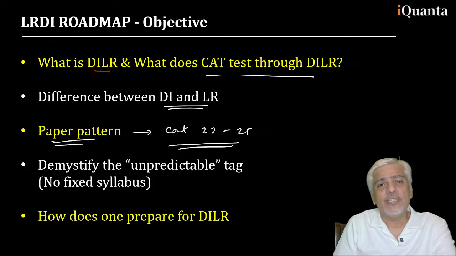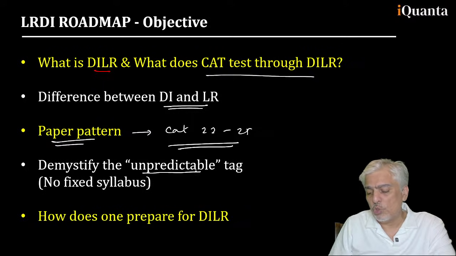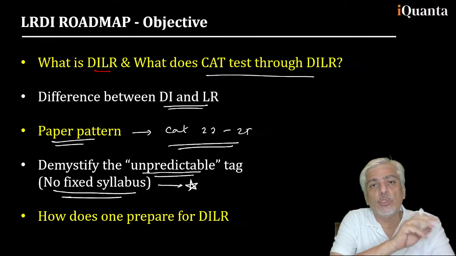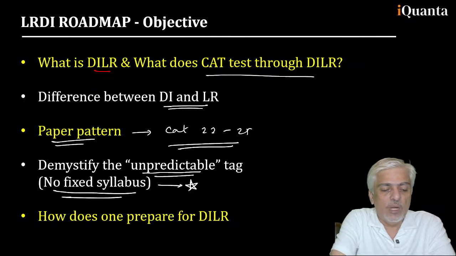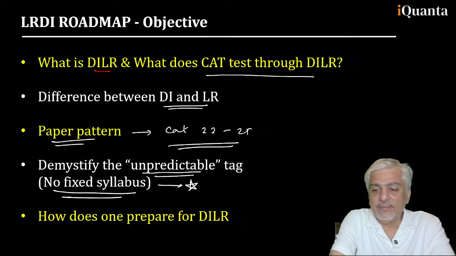Demystify the unpredictable CAT tag. So much is being spoken about that the LRDI section is very unpredictable, that there is no fixed syllabus to it. Obviously, we will talk about this part. We will give you some syllabus. How should you go about it, and so on? And how does one prepare for LRDI?